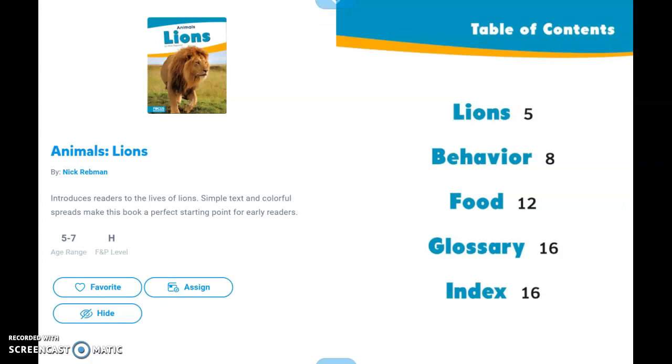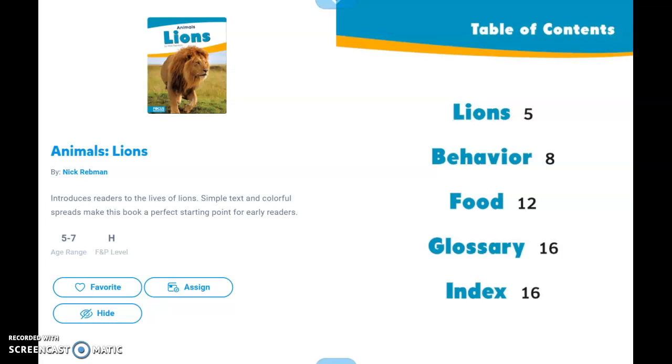Okay, so together today we are going to look at a report on lions. And I have opened a fact book on Epic all about lions. So we know fact books are non-fiction, so they all have information that is true. And the first thing we see in a fact book is a table of contents. So in this book, we can learn about lions' behavior, food, and then a glossary and an index. So we'll have a look at those at the end as well.